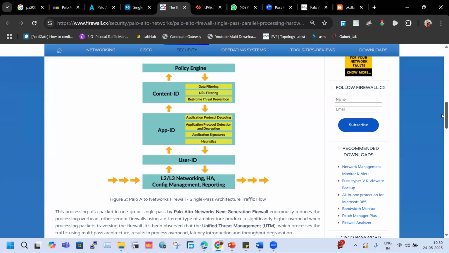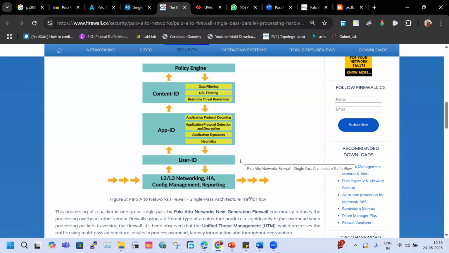Suppose you have a firewall integrated with your AD server and you are creating a user-based policy. In such a scenario, user ID inspection will be done, right? The user will be identified by the firewall. But it is not recorded for an external user.